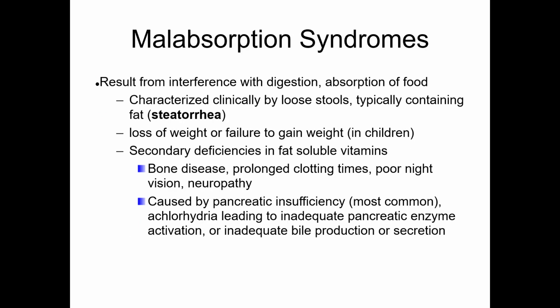Malabsorption syndromes result from interference with digestion or absorption of food. They are characterized clinically by loose stools typically containing fat, or steatorrhea, loss of weight or failure to gain weight in children, secondary deficiencies in fat-soluble vitamins, bone disease, prolonged clotting times, poor night vision, and neuropathy. Causes include pancreatic insufficiency, achlorhydria leading to inadequate pancreatic enzyme activation, or inadequate bile production or secretion.